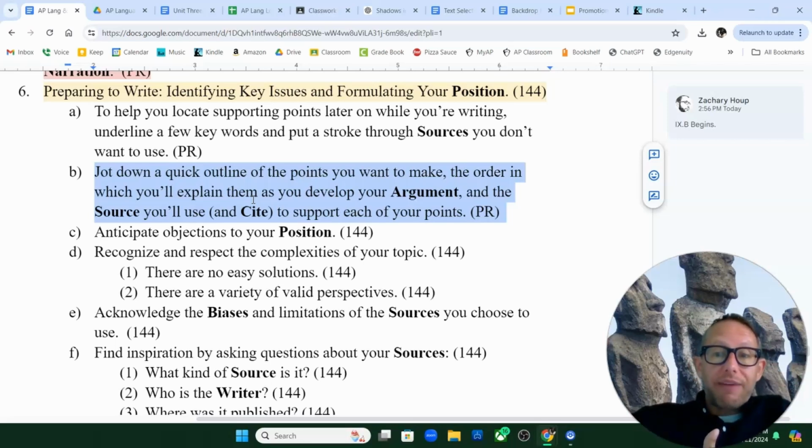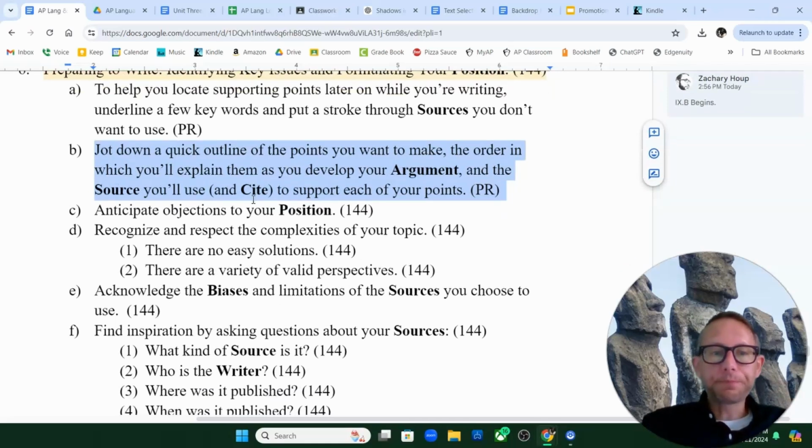So you just want to make sure that you're thinking in advance, okay, these are all these great quotes and pieces of information I found. How could I organize them in a way that best proves my thesis? Which ones go with which claims? Stuff of that sort, okay?